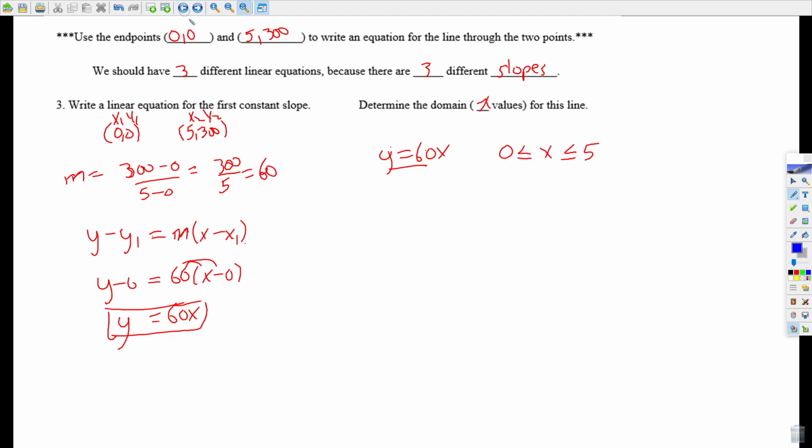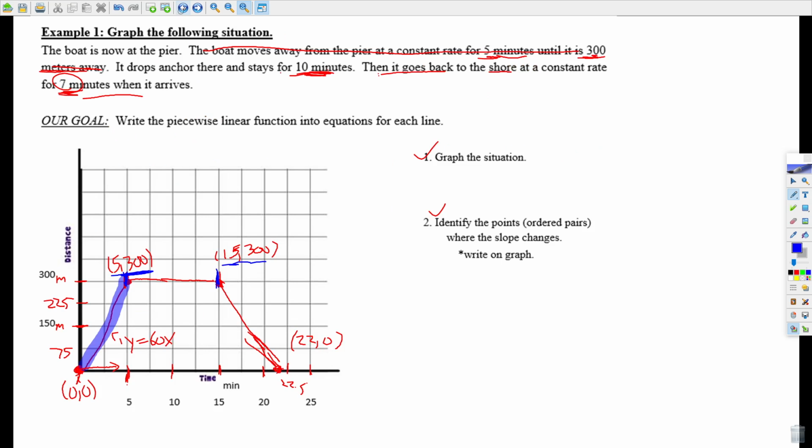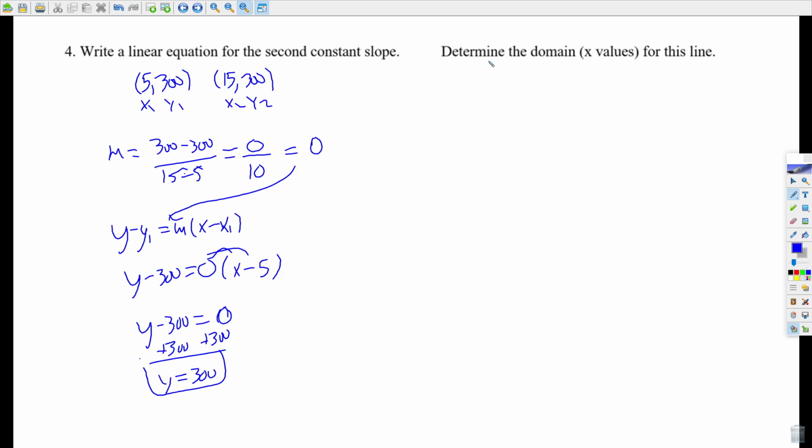Now what's that for? If we go back again, what domain would that be for? If we go down and look at the domain, it's going to start at 5 minutes and end at 15 minutes, because that's how long we stayed there and just sat. And the slope of 0 should make sense, right? Remember we said before, if we have a flat line, that slope is 0. This is from 5 to 15. So our equation is y equals 300, only from 5 to 15. And then we fill this in with less than or equal to signs with an x in the middle. So that would be for the second equation.